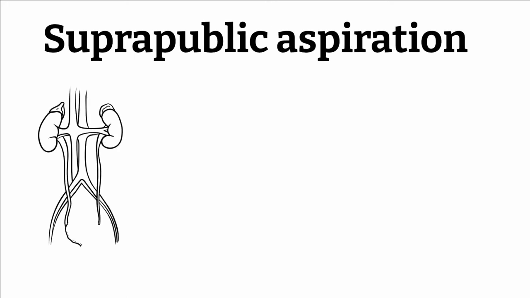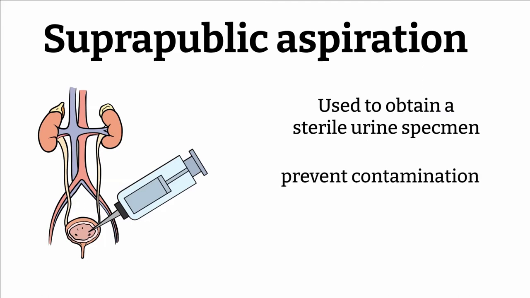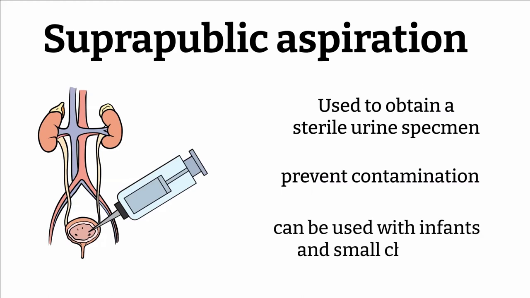Suprapubic aspiration. A suprapubic aspiration is another method that can be used to obtain a sterile urine specimen. This can be used in place of the catheter if only one specimen is needed. This method is done by inserting a needle directly into the bladder and collecting urine samples. Benefits of using this method are to avoid contamination from vaginal and ureter sources, and it can also be used to obtain urine from infants and small children.